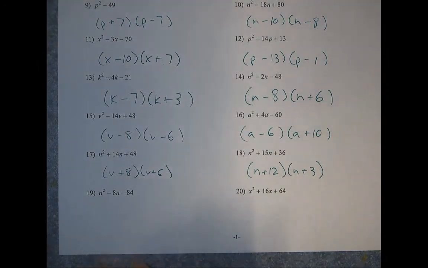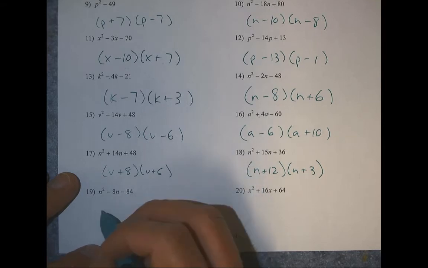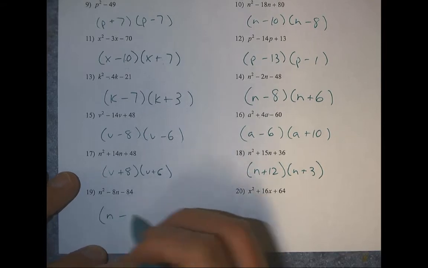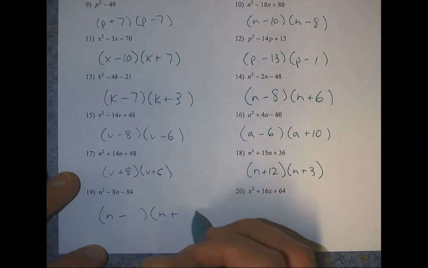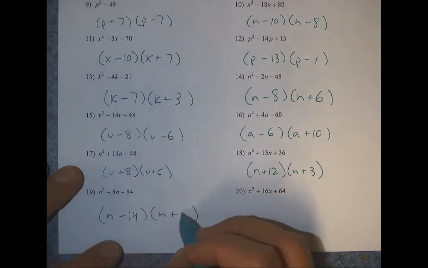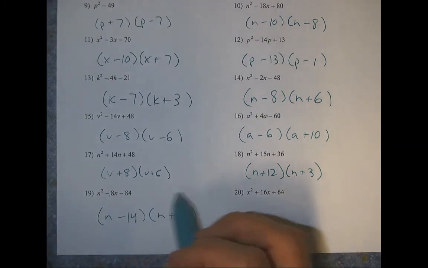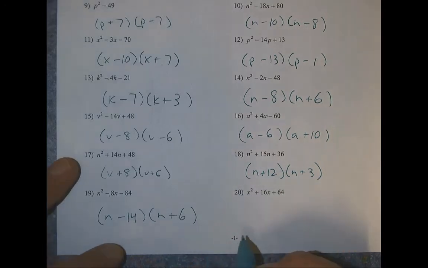84 is a tough one, right? That's not one that just comes to mind necessarily. Okay, so you're going to have to kind of try some different things out here. It ends up being 14 and 6 that multiply to 84. We know one's negative, one's positive, and the bigger of the two is going to have to be the negative. So 14 and 6, they multiply to negative 84. They're going to add up to negative 8.